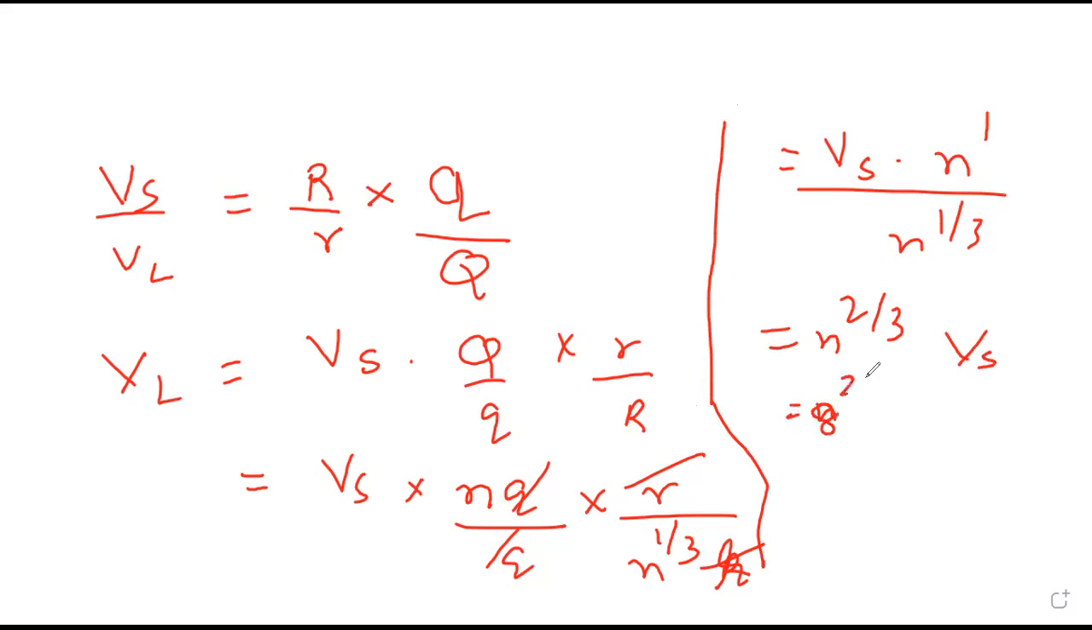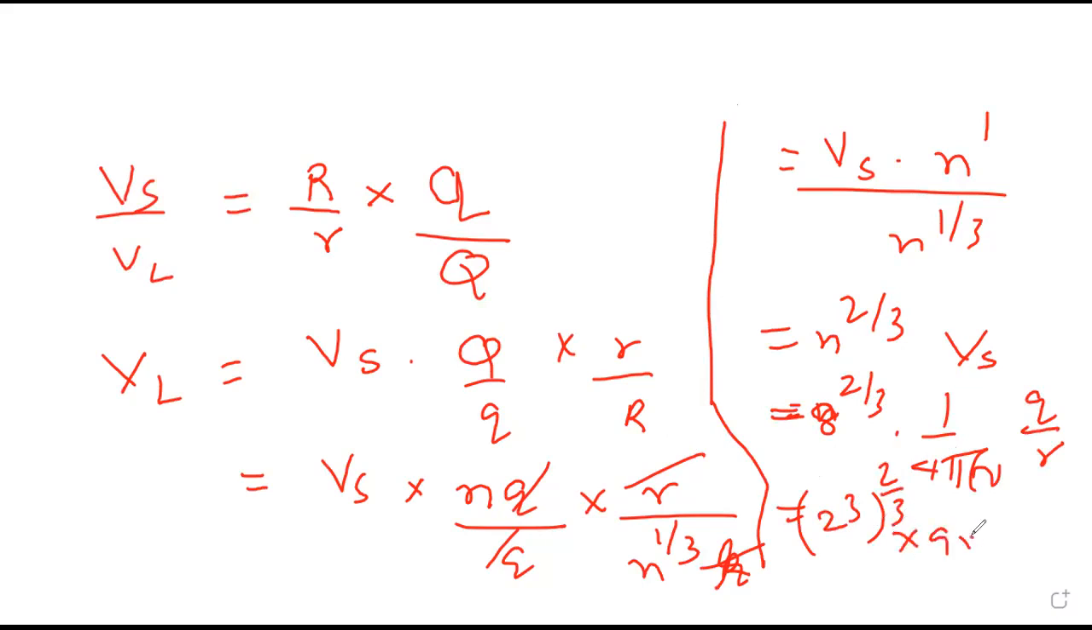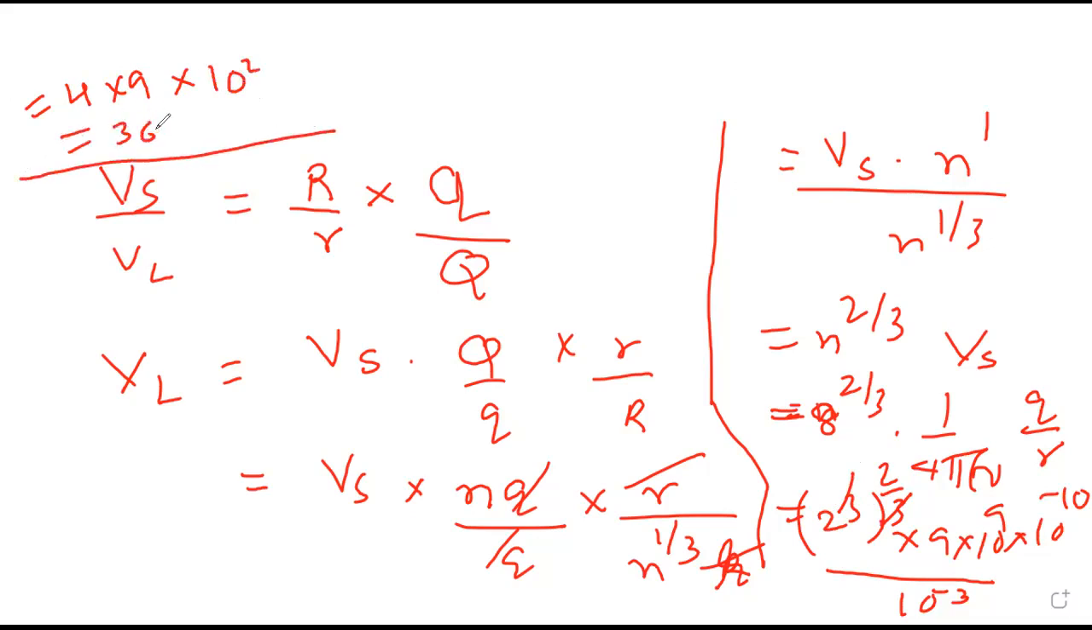Now I can say therefore it is 8 raised to 2 by 3 in this case. And V of small is 1 upon 4 pi epsilon, q by r. This is 2 raised to 3 raised to 2 by 3. Yeah, sir. 9 into 10 raised to 9. Charge is 10 raised to minus 10 and radius was 1 millimeter, 10 raised to minus 3. 3 will get cancelled. So 2 square is 4 into 9 into 10 raised to 9, and 10 raised to minus 10 plus 3 is plus 2. So final answer 3600 volt. Copy.